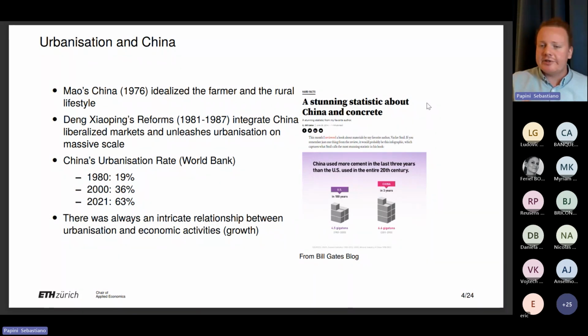All right. So maybe to give you a little bit of context, we're talking about China. I'm located in Wuhan right now, by the way. We had this communist era where basically this farmer lifestyle and this rural lifestyle was really idealized. And then in the 80s came this change, and with that came liberalization, industrialization, and with that urbanization as well. So we see this very nicely here. In the 1980s, we had not even 20% urbanization rate, and this went up to 2/3 right now. Or as Bill Gates apparently puts it, China used more concrete in 3 years than the US did in the whole last century. So we have this urbanization on this massive scale in China happening, and we can actually see it year by year.